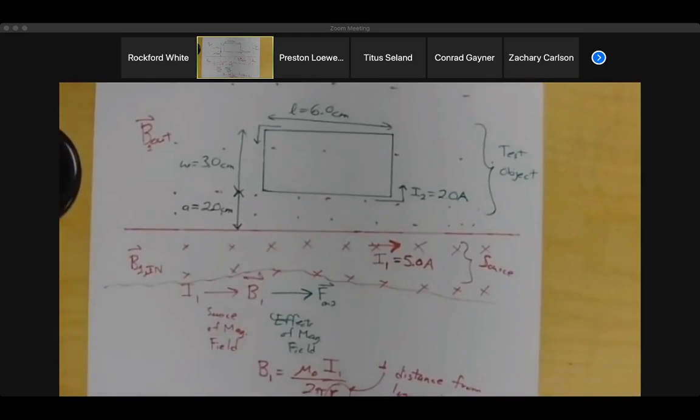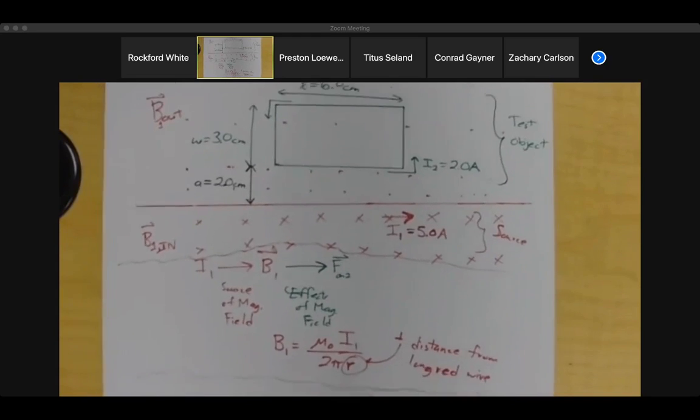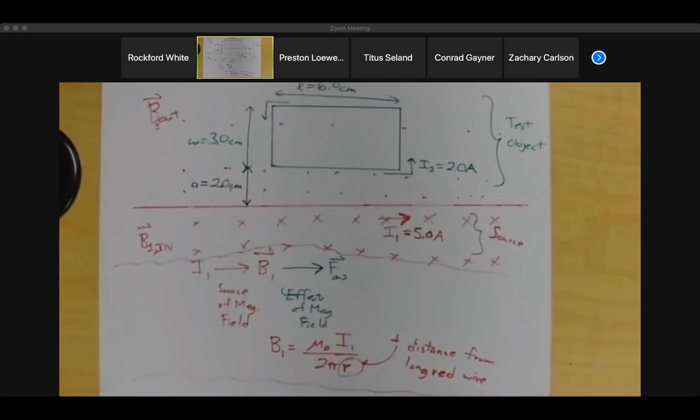The goal is to find the force on the green loop. Or actually, I would say maybe a good step would be, let's draw a free body diagram of the green loop, and then we can add up the forces that appear in our diagram to get a net force. So what would somebody do next?